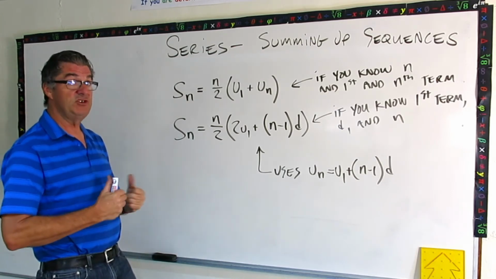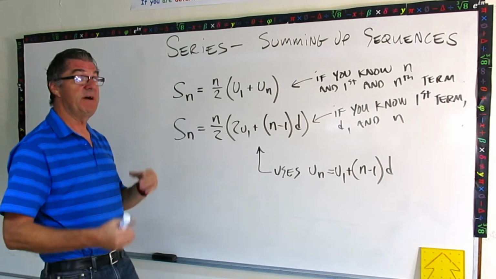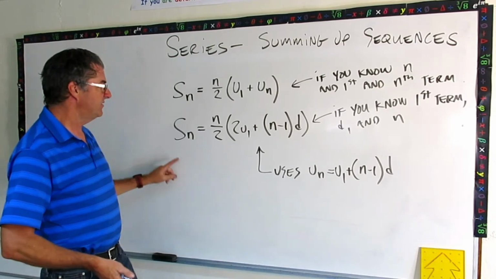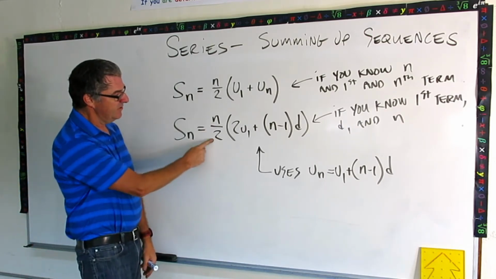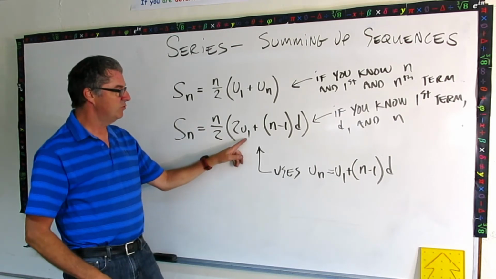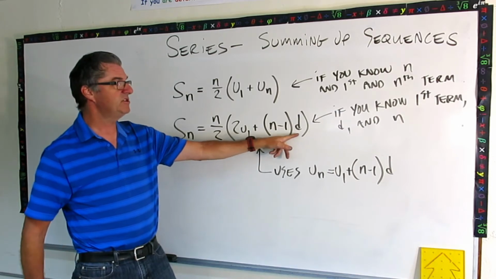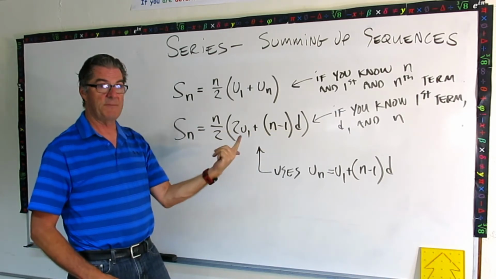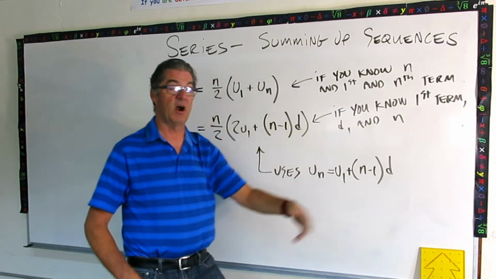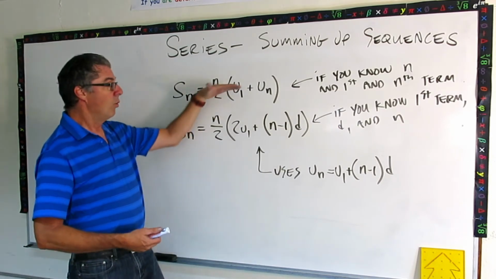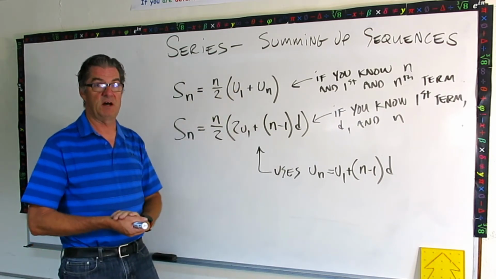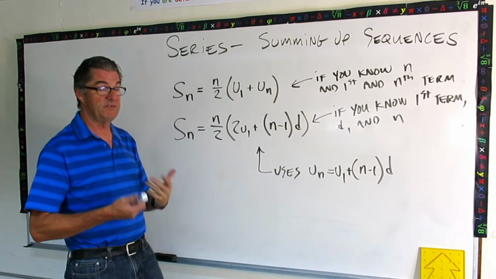However, sometimes you might not know that information. You might have a little bit of other things. So this one is n over 2 times twice u1 plus n minus 1 times the common difference. This one is for when you know the first term, you know the common difference, and you know how many terms are in the sequence. So one or the other of these 2 equations is going to help you find the sum of your sequence.